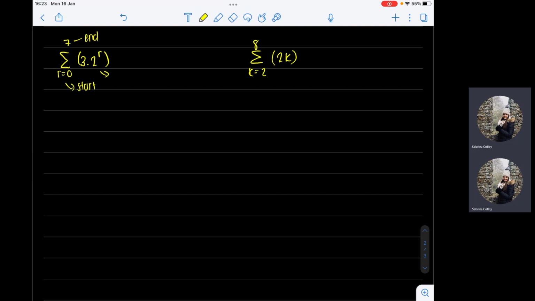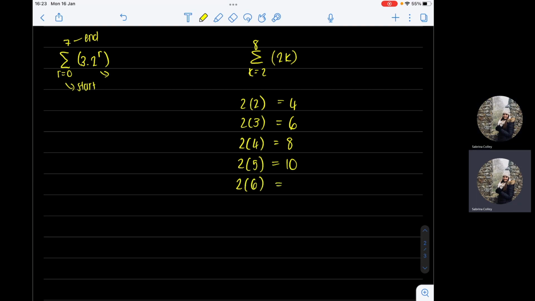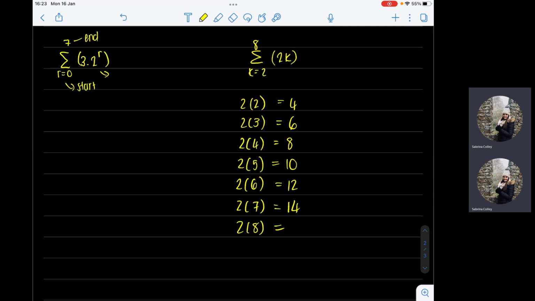So let's see if I did that. I would start at term 2, which means 2 times 2 equals 4. 2 times 3 equals 6. 2 times 4 equals 8. 2 times 5 equals 10. 2 times 6, 12. 2 times 7, 14. And 2 times 8. Remember they said up until 8, that last term. How many terms do I have here? I've got 1, 2, 3, 4, 5, 6, 7 terms.